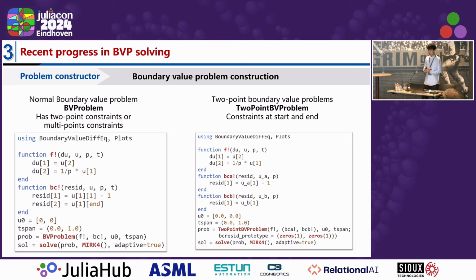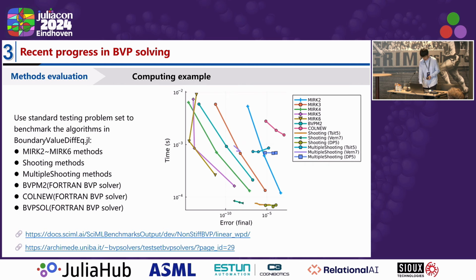DifferentialEquations.jl, or the whole stack of the SciML universe, has a similar API, right? So we just create a problem, call a solver to solve it, and we can plot the numerical solution. That's how we solve a differential equation. Similarly, BoundaryValueDiffEq.jl also has the same constructor for boundary value problems. We have a BVProblem for general multipoint boundary value problems, and the TwoPointBVProblem for boundary value problems that have constraints at the start and at the end of the time interval.